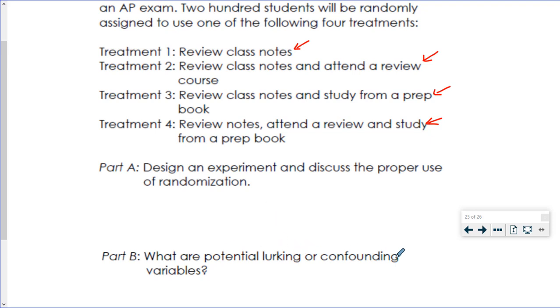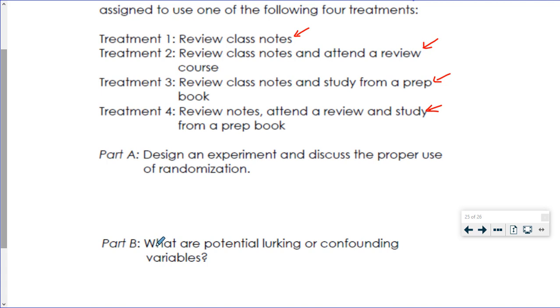The potential lurking or confounding variables, again, those might be some other things out there that could be affecting what's going on here. One of the things that I can think of here is, let's say a student got put into the review class notes group. Well, maybe that particular student would do a lot better if they were involved in a prep book group or something like that. Or maybe they would do better in this group. So the problem is not all students are the same. The different learning styles might be a lurking or a confounding variable here.